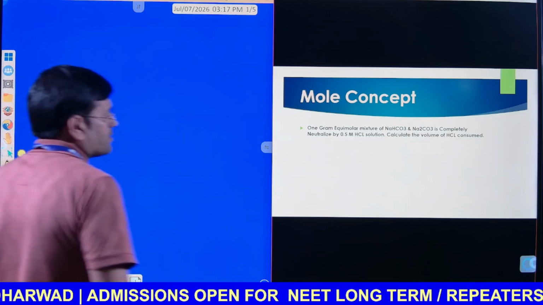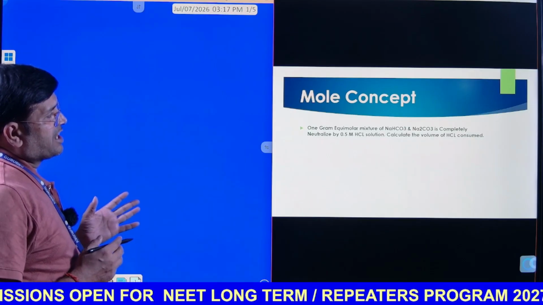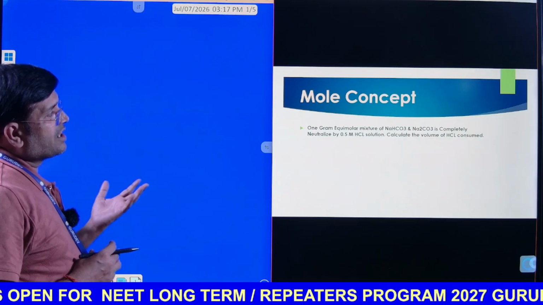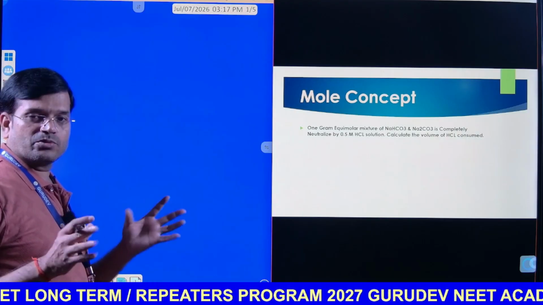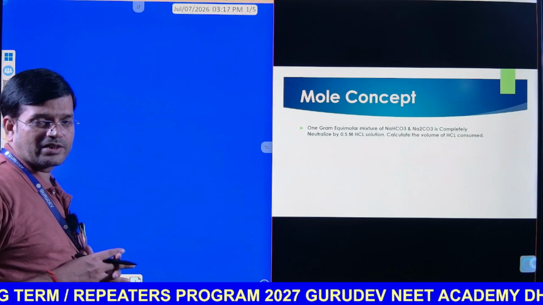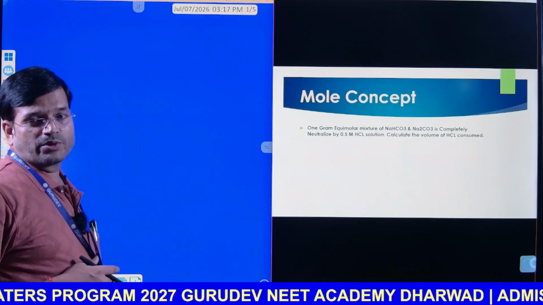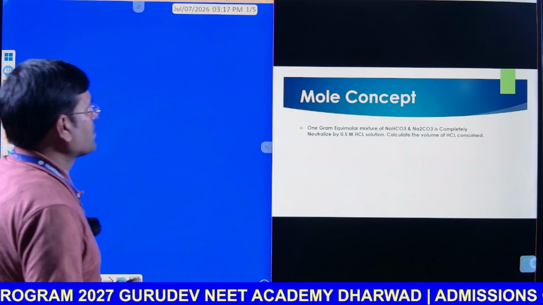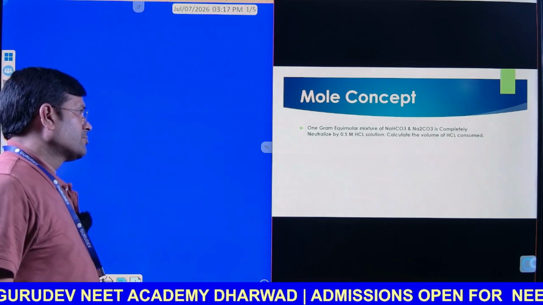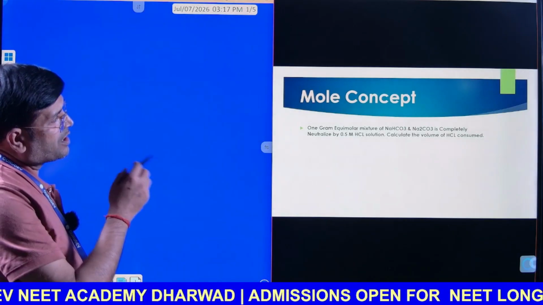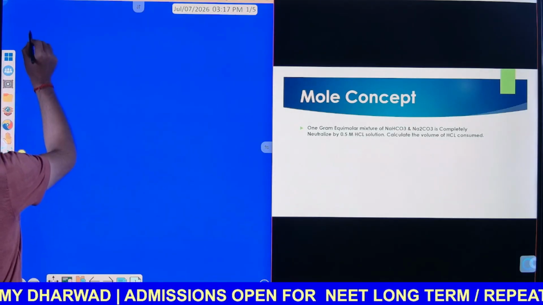Okay, in the problem, a 1 gram equimolar mixture is given, and it has been said that in order to neutralize this 1 gram equimolar mixture of the two, 0.5 molar HCl solution is being used for the complete neutralization. So it has been asked what volume of HCl is consumed during this process. So we have to find out the volume of HCl consumed. In order to solve this question, first of all, we have to check the number of moles of both involved in the reaction. So let's see the solution.